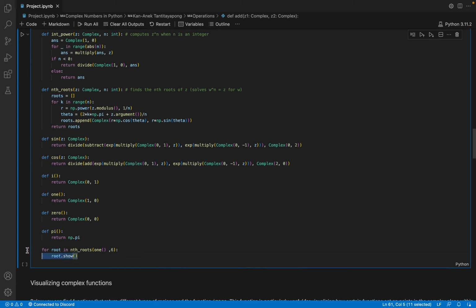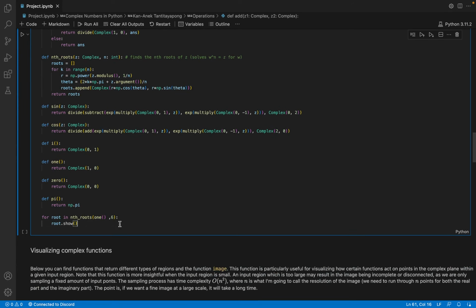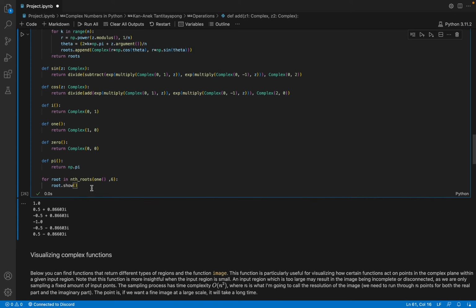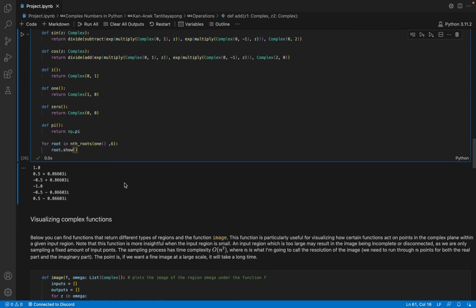As a quick example, let's say I want to find the sixth roots of the number 1, or the sixth roots of unity. The function nth root returns a list of complex numbers, and I'm just going to show them all out here in rectangular form. So there we have all of them. And finally, we have sine and cosine functions, which are written by their definition within the complex numbers. From these two functions, you can derive every single known trigonometric function. So that's nice.